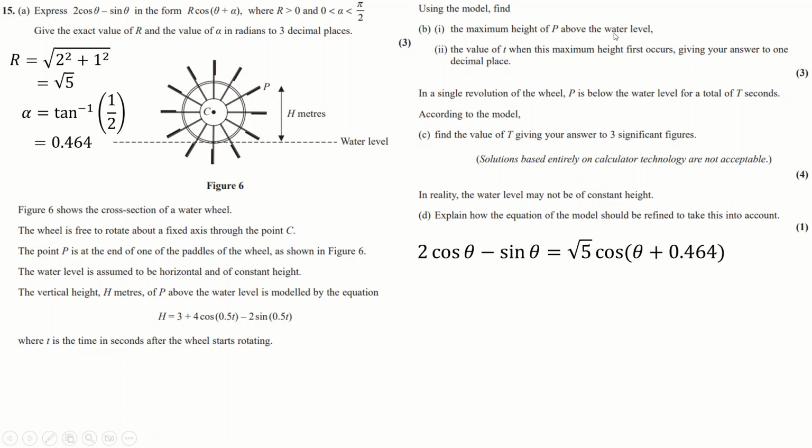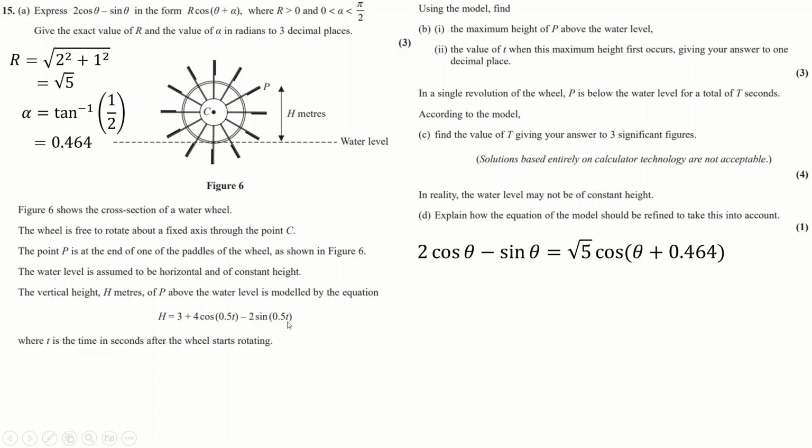Using the model, find the height P above the water level. What is this talking about? The maximum height, sorry, the maximum height. So when we're looking at this, sorry, first I need to, yeah, this has been a long paper, sorry, I'm getting tired. This is all well and good, but it's not the equation for h they've given me about this wheel here.